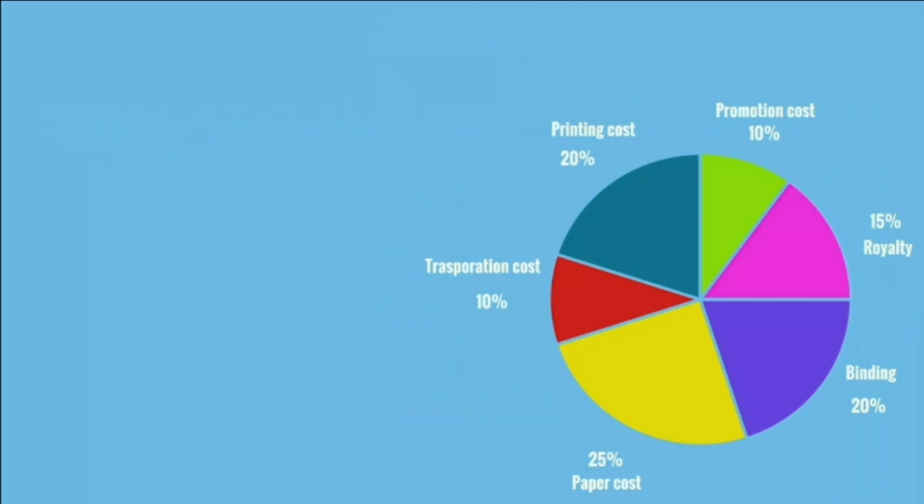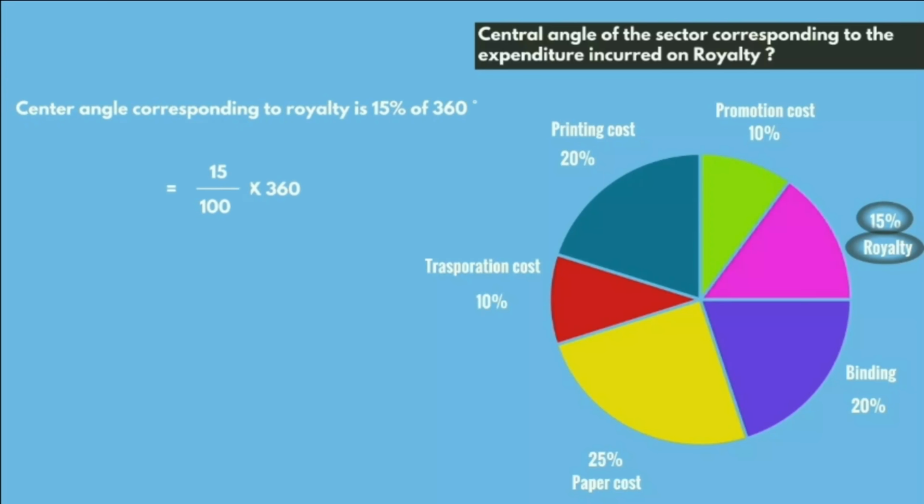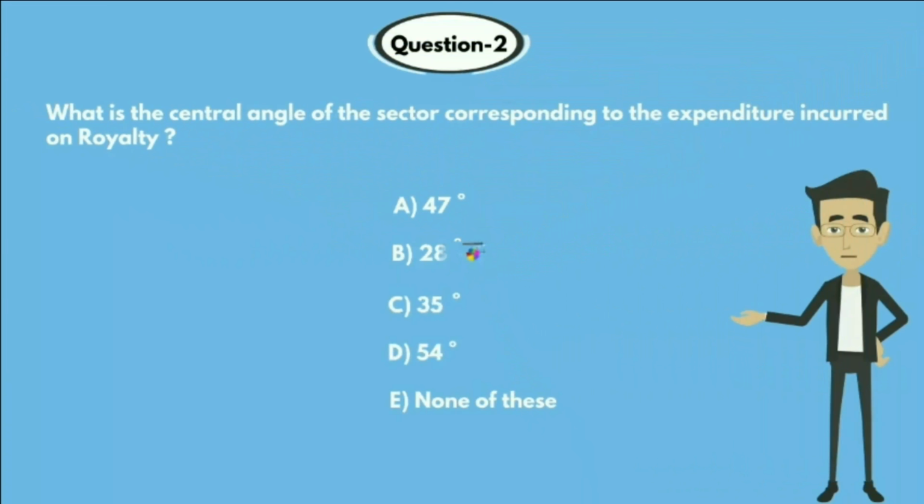Let's see the solution. Here in the question they are asking the central angle of the sector corresponding to the expenditure incurred on royalty. So here from the above data we came to know that the expenditure incurred on royalty is 15%. That is, the central angle corresponding to royalty is 15% of 360 degrees. That equals 15 by 100 into 360. After solving this, we get 54 degrees. So the answer is option D, 54 degrees.